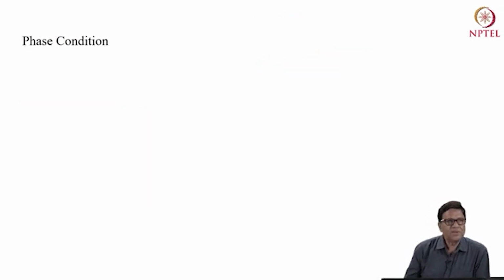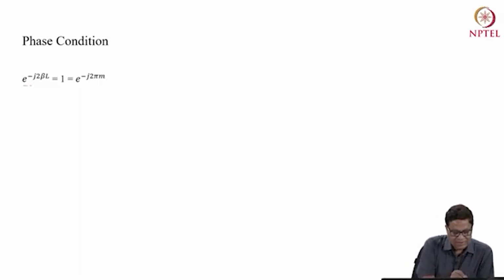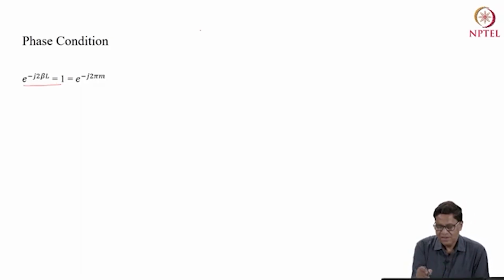Now let us try to understand the phase condition. We have understood about the gain part, and now let us try to understand the phase condition. As I explained, the phase is for a distance of 2L. So whenever this photon is generated, it gets reflected from R1, then travels and is again reflected and comes back to this. The total distance covered is 2L.